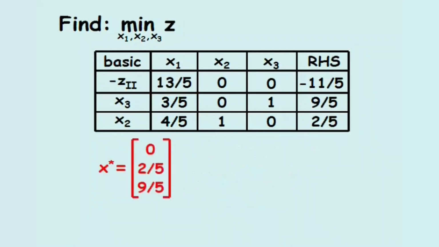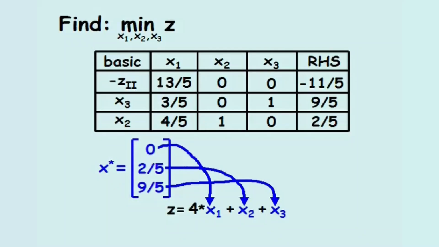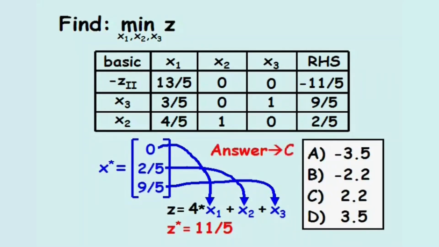The optimal x vector is 0, 2/5, 9/5. When plugged into the objective function, the optimal objective function value equals 11/5. When reviewing the possible solutions, the answer is C.